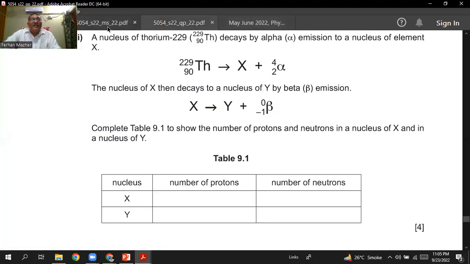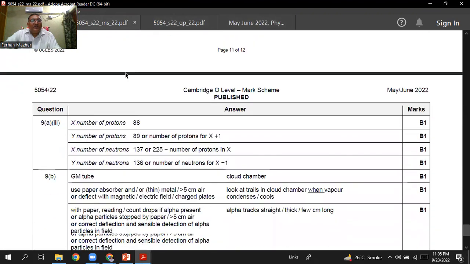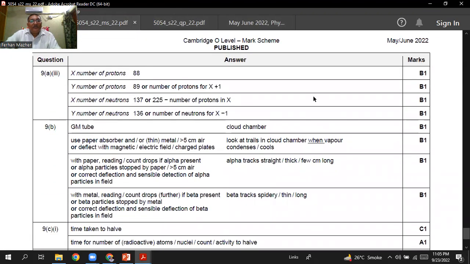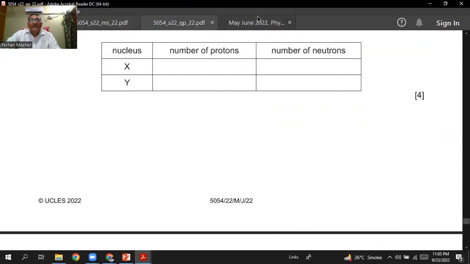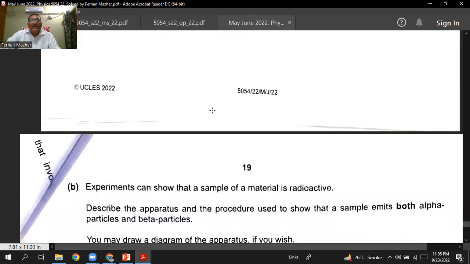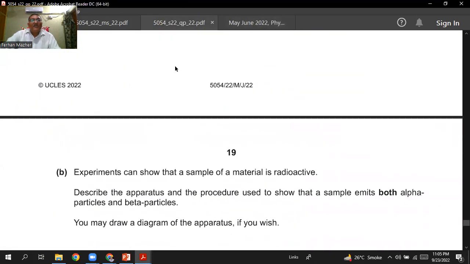Okay, so let me show you the marking scheme so you can understand it. So this is the marking scheme of that part. Okay, so we are done with this table. I hope you understand. Okay, so now we are going to the next part.